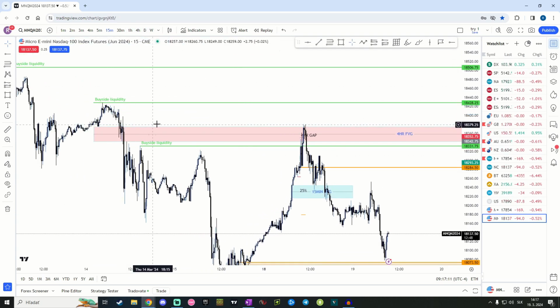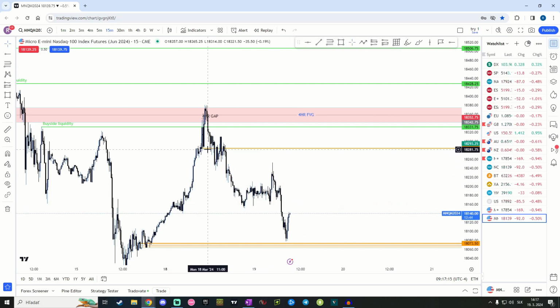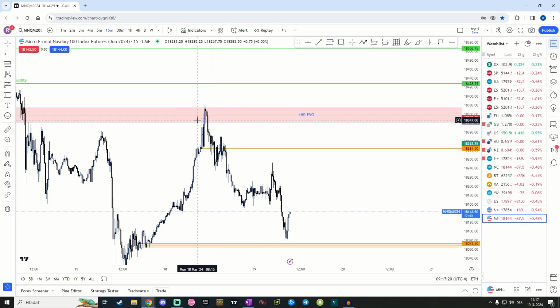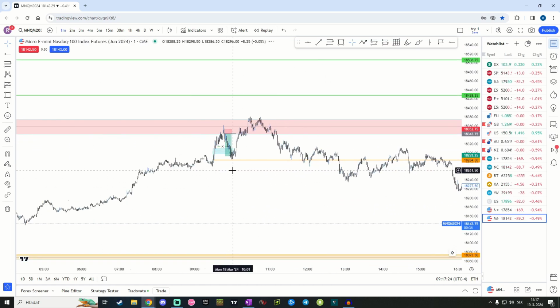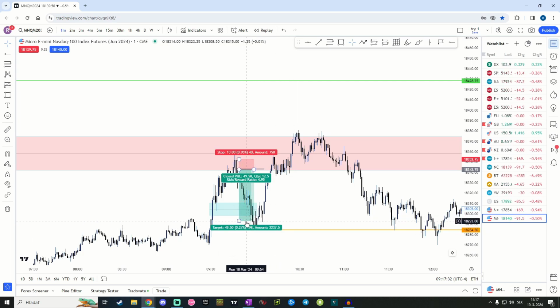I will start removing some of these markings. This was taken out. This was a 4-hour fair value gap. This is also the trade from yesterday that I took. So this was really nice. I'm even glad that I exited before.